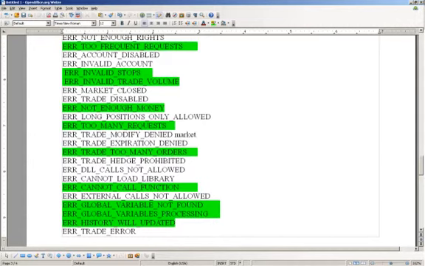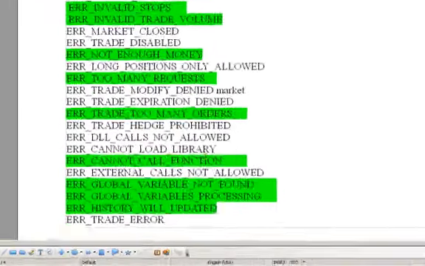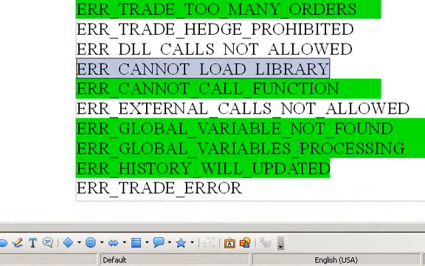But trade hedge prohibited, DLL calls not allowed. That's from you guys. That's a configuration error on the user's end. Cannot load libraries, that's usually a user one. Cannot call function, that could be me. External calls not allowed, that's a user error.